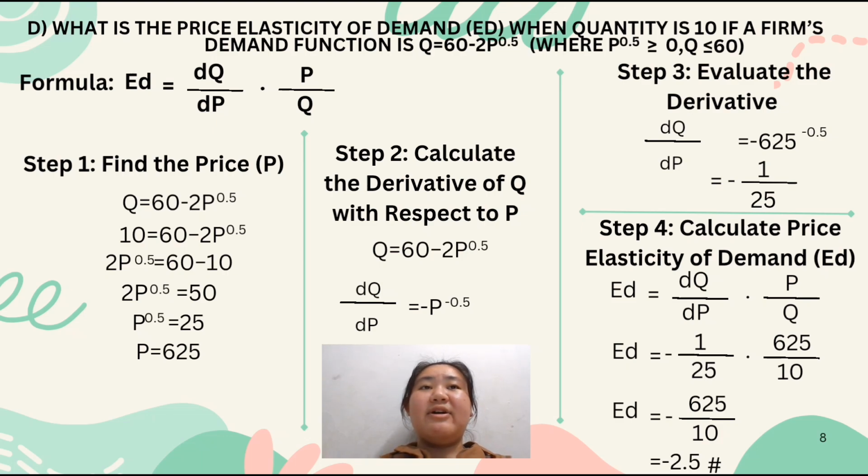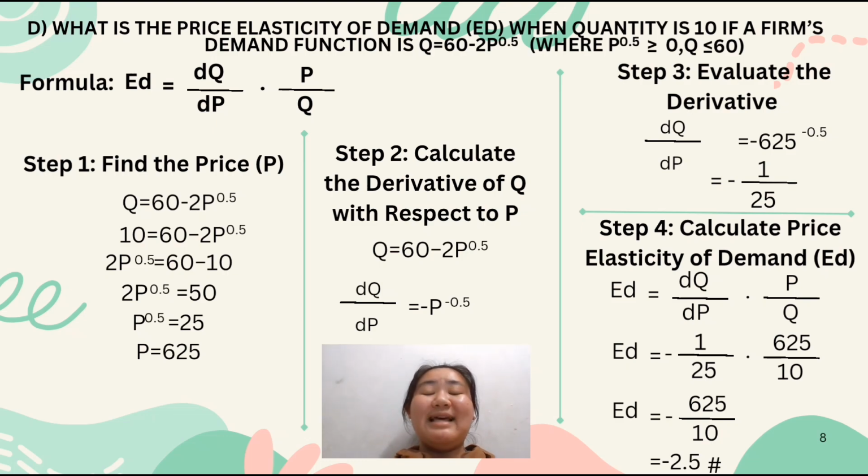The last step is to calculate the price elasticity of demand. The formula is ED equal to dQ/dP times P over Q. So we substitute the values. The first is dQ/dP equal to negative 1 over 25. The second is P equal to 625. The last is quantity equal to 10. So we get ED equal to negative 1 over 25 times 625 over 10. After that, we calculate ED equal to negative 625 over 250. So the final answer is negative 2.5.